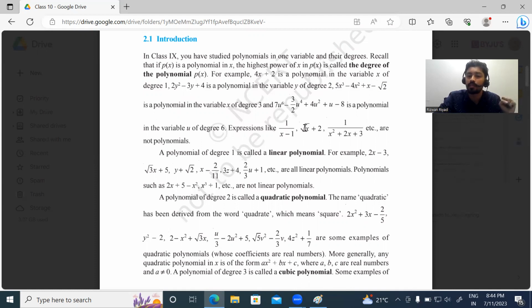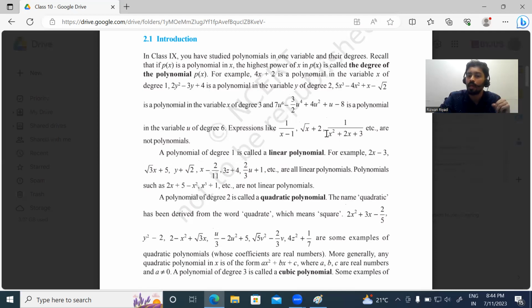Now let's take this expression: root x plus 2. Here you can see root x. Root x means x raised to 1 by 2, so the exponent is 1 by 2. 1 by 2 is not a whole number; it is in between 0 and 1. So this is also not a polynomial. It's an algebraic expression, but it's not a polynomial.